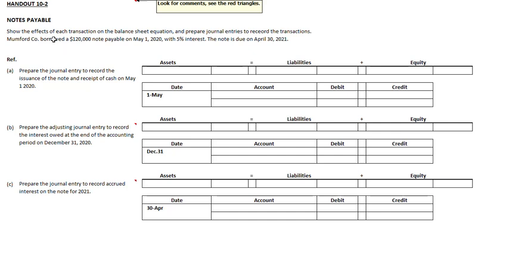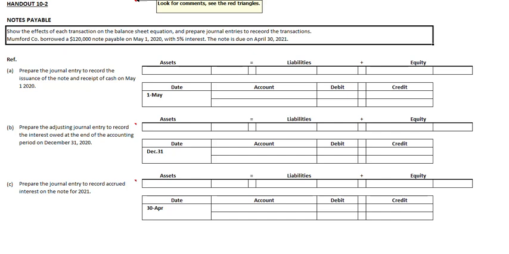We're told that Mumford borrowed $120,000 by signing a note payable on May 1st, 2020. The note has a 5% interest rate and the note is due on April 30th, 2021. The first thing we need to do is record the initial borrowing.